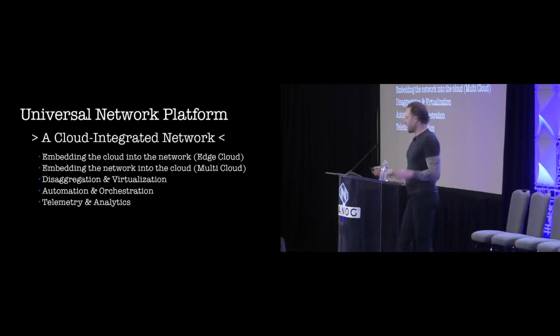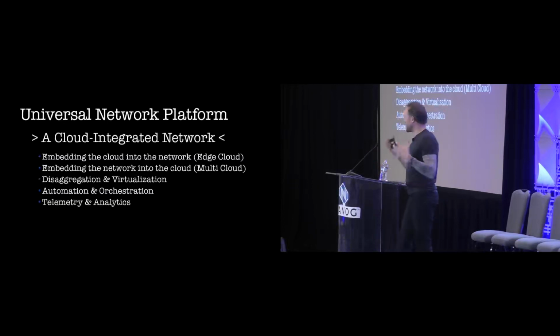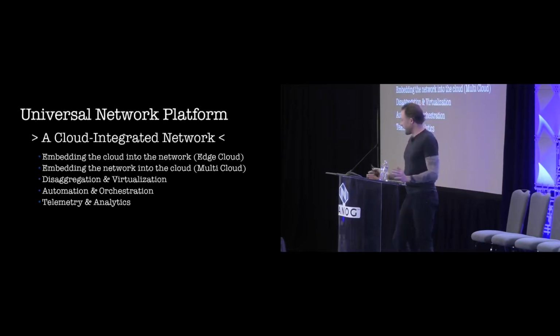Right, so I try not to create new buzzwords too often. I think cloud integrated network is better than SDN for this kind of idea, where we're embedding the cloud into the network, which is pushing compute resources further out. All this talk about IoT and the need for compute further out, the edge cloud, right. Also taking the network to the public cloud, which is this idea of multi-cloud and how do I actually connect all these things together. Once you realize you need those two things, then I need this universal network platform, which is what this model helps to understand. Obviously, disaggregation and virtualization, automation and orchestration, telemetry and analytics are all pieces and parts of using this model more practically.